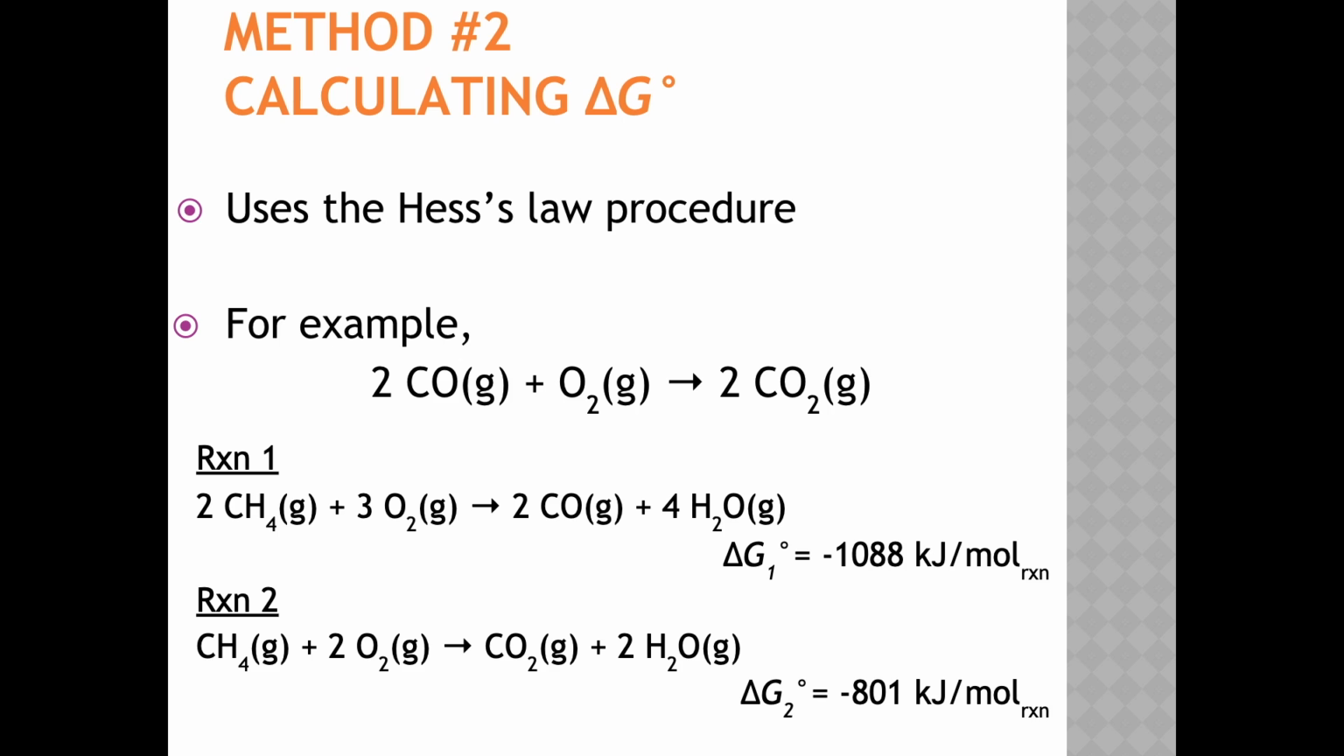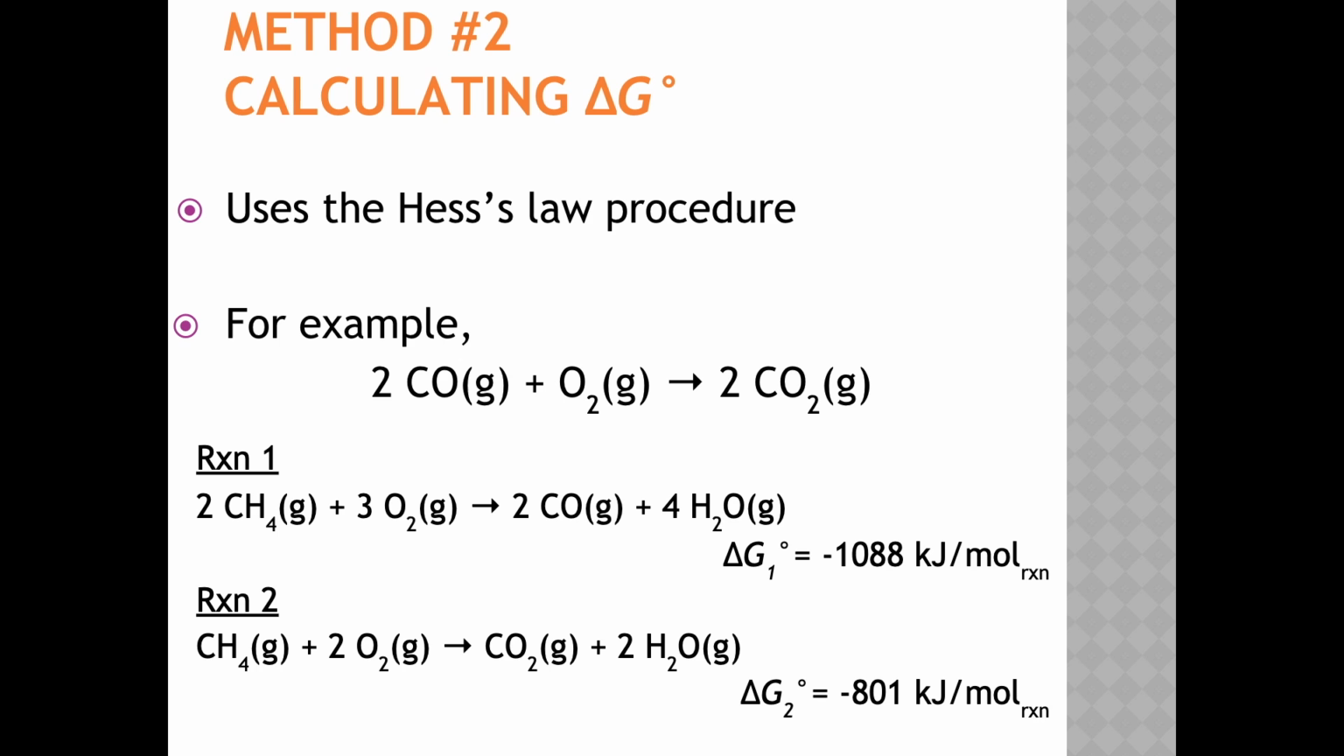A second method used to calculate deltaG under standard conditions employs the manipulation of systems of equations like we did for enthalpy change using Hess's law. This works because, like enthalpy, free energy is a state function. So if we can get 2 or more chemical equations to add up to the process we're studying, then the free energy changes of those equations will add up to the free energy change of the process we're studying.